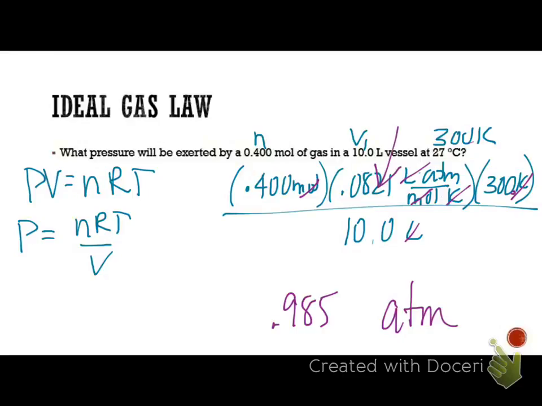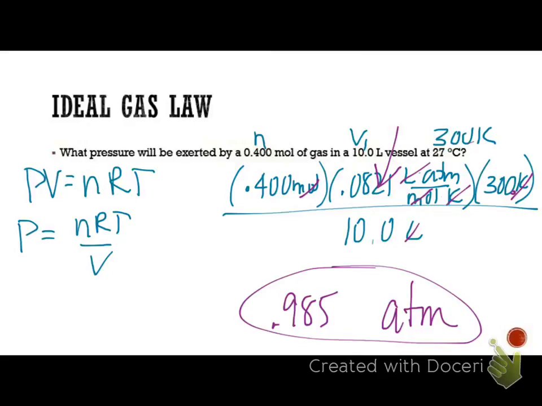Never use your R value to determine your sig figs. Why? It's a constant. Correct. We don't use our constants to do that. Okay? So far, so good? Does anybody have questions about the sig figs?